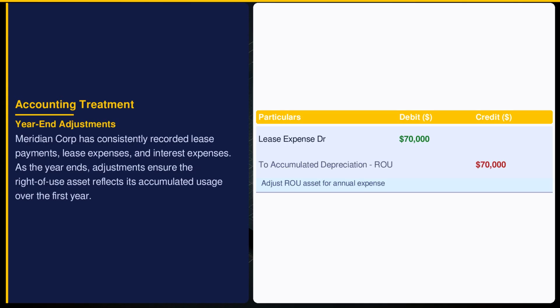Year-end adjustments ensure asset values on the balance sheet are accurate. Meridian Corporation debits lease expense and credits accumulated depreciation for $70,000, recognizing the consumption of the right-of-use asset. This reflects the asset's wear and tear, aligning with ASC 842 requirements.